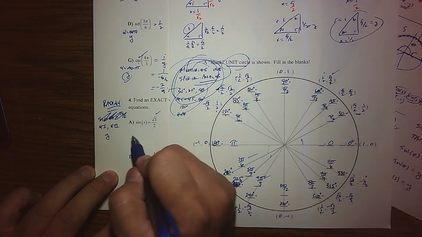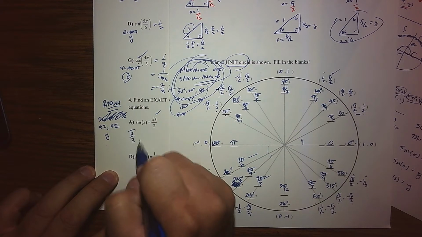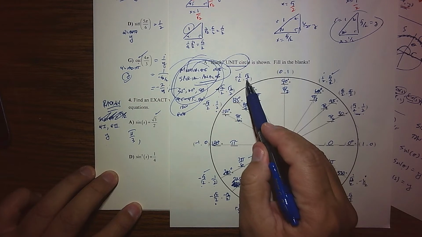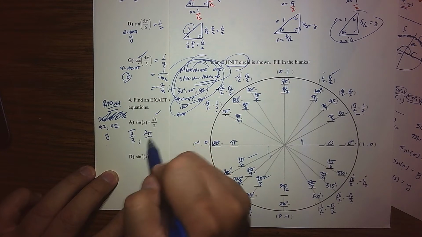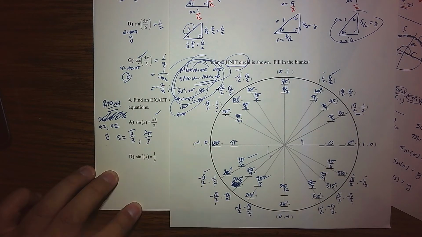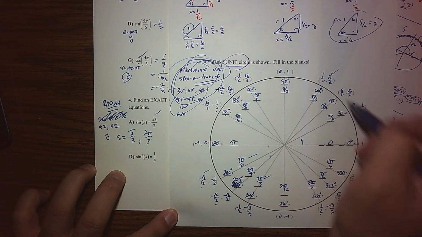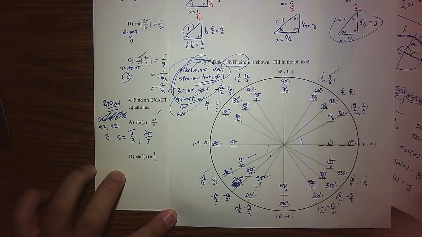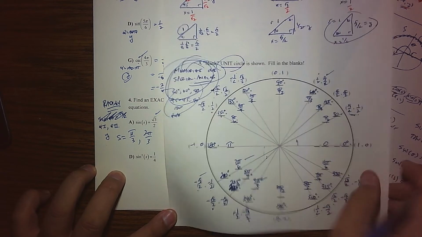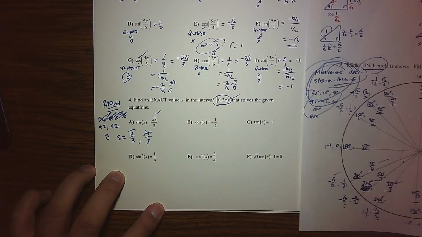So one of them happens at pi over 3, and then it happens again at 2 pi over 3. So our S, our arc length, if you would, is basically pi over 3 or 2 pi over 3, which also matches the angle of rotation in radian mode. So that's basically how you answer that.